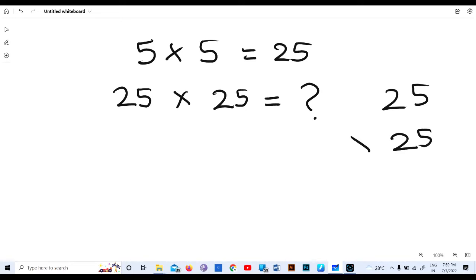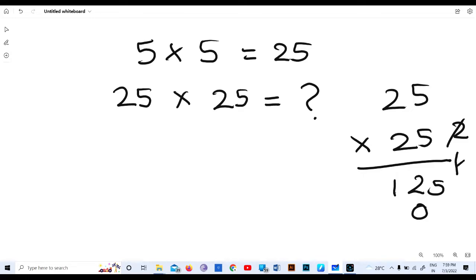Normally we can calculate: 5 times 5, 25, 2 remains, and 5 times 2, 10, 10 plus 2, 12. And 2 times 5, 10, right, put in 0 and remain 1. 2 times 2, 4, 4 plus 1, 5. Then the answer should be 625.